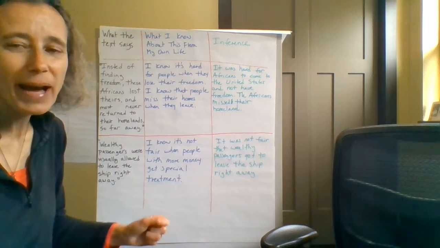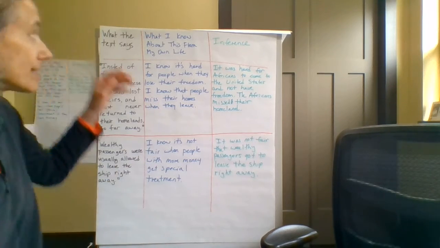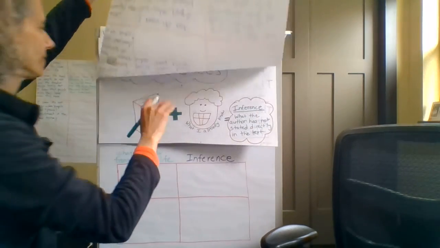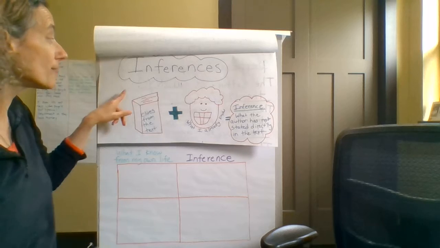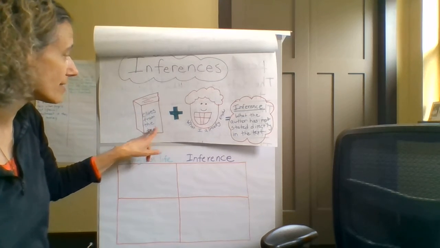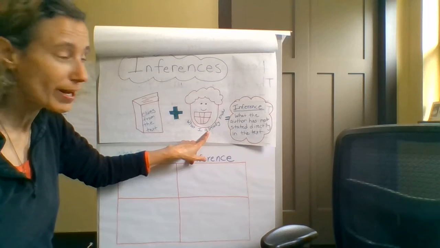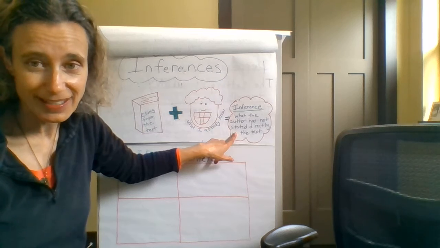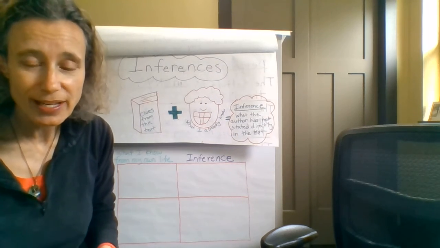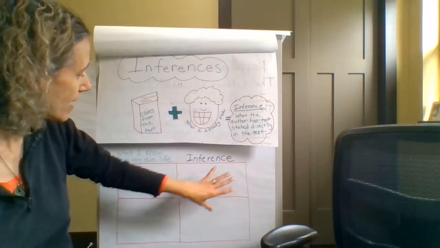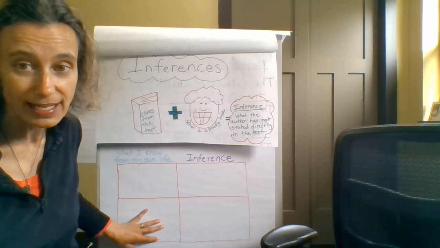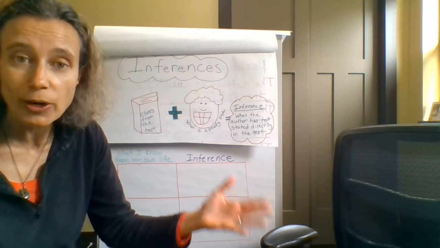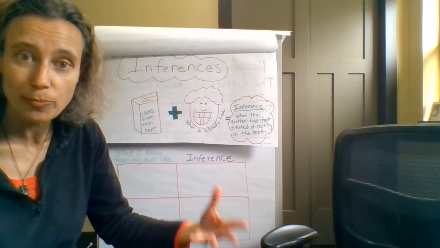Excellent job. Powerful readers make inferences. Inferences are clues from the text plus what we already know to tell what the author has not stated directly in the text. So this week for IDR, you're going to have the same type of chart that you filled out today, except you're going to be able to choose your own lines of text that you want to make inferences from your own books.